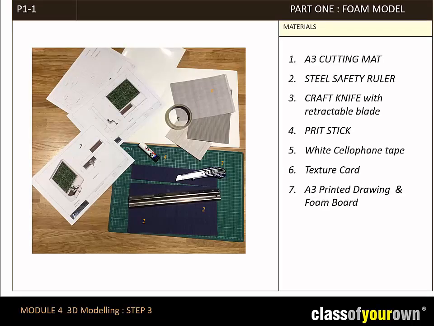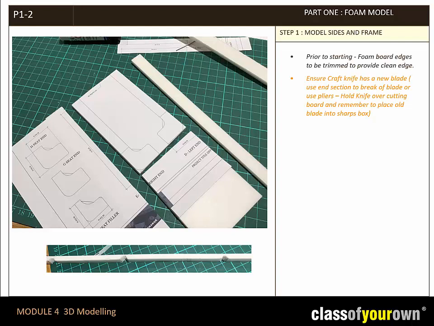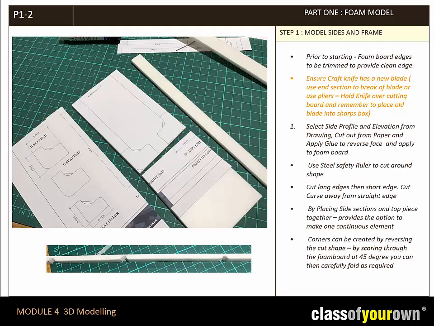So the materials, we're going to require an A3 cutting mat. We're going to require safety rulers, and we can bond our cut out A3 papers to our foam board. So by applying to the foam board, it gives us a space that we can cut around, and we can carefully cut around each piece of our components.